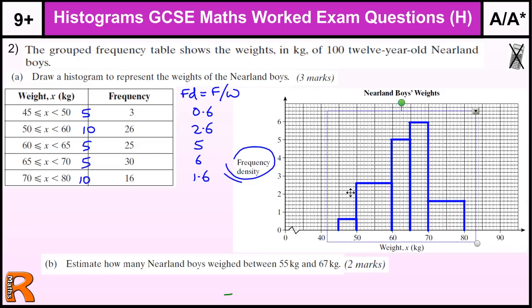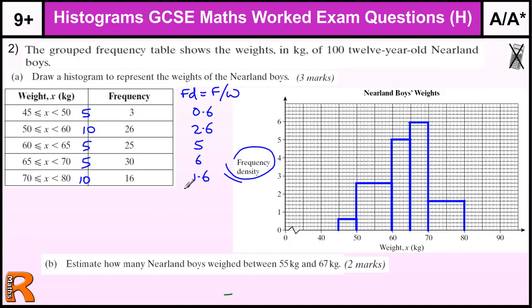Okay, that's fairly close. Okay, now let's just run through that. So 45 to 50, we have a bar going up to 0.6. Remembering to check our scale, so we've got 5 squares is 1, so each of these squares must be 0.2. So we need 3 squares going up for our 0.6, and then up to 2.6 would be 2 and 3 squares, then 5, then 6, and then 1.6 is going to be 1 and 3 squares up, and the appropriate widths. Okay, so that's 3 marks.